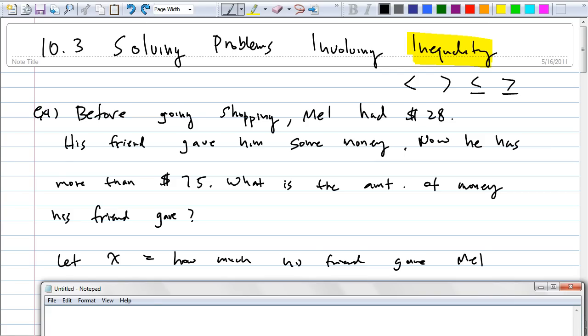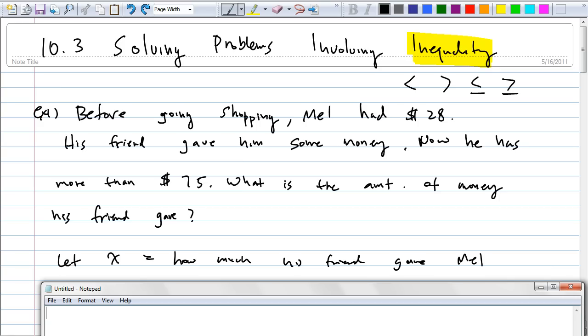Now, instead of an equation, we expect to get an inequality. Which part tells you that this is going to be an inequality, not an equation? More than 75. That's right. It says now he has more than $75. Correct. Okay, Jeffrey, what do you think the inequality is?